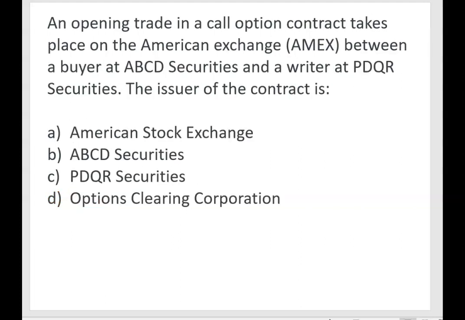Next question is, an opening trade in a call option contract takes place on the American Stock Exchange between a buyer at ABCD Securities and a writer at PDQR Securities. The issuer of the contract is A, the American Stock Exchange, B, ABCD Securities, C, PDQR Securities, or D, Options Clearing Corporation.